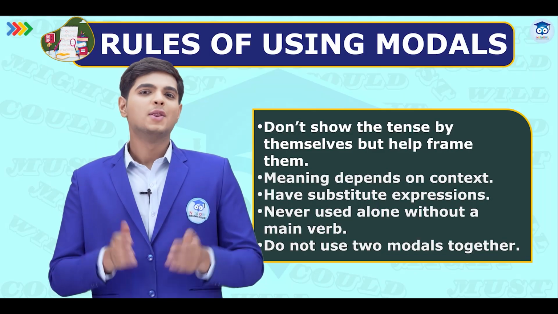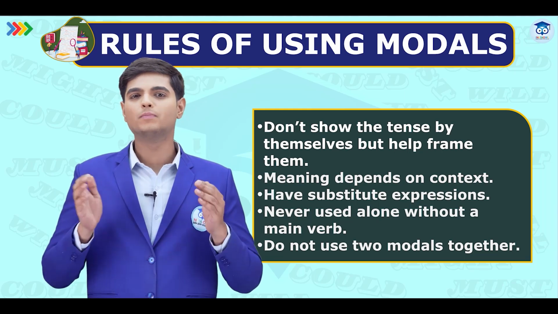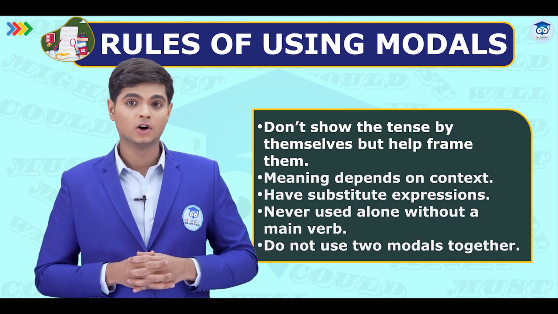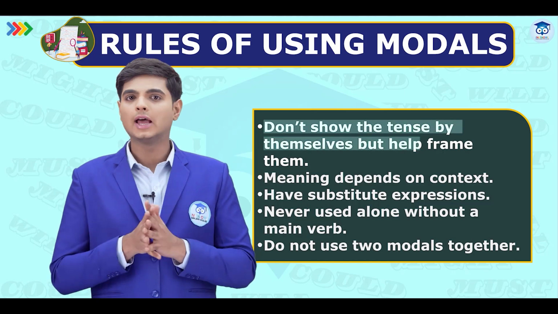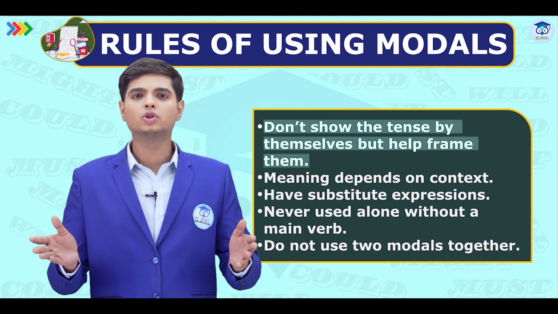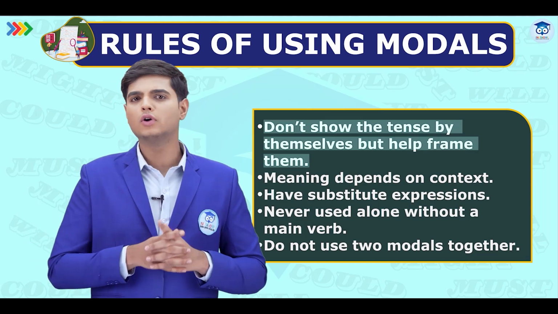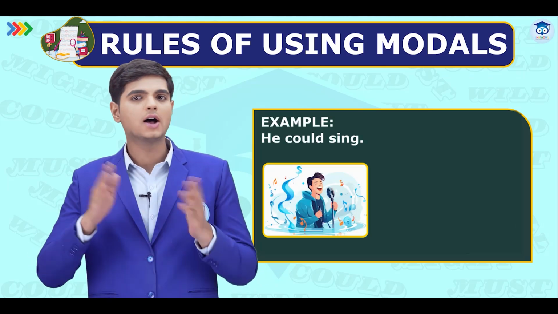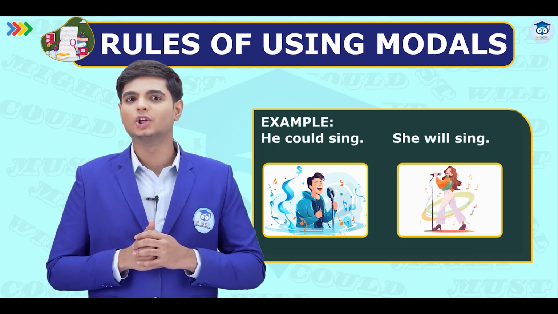Now that we've seen how modal auxiliaries function, let's go over some important rules of using modals that often get overlooked. First, modals do not show the tense by themselves but help frame it. You won't find the past, the present, or the future forms of the modals. Instead, we use the context or other verbs to show time. For example, he could sing shows past ability, while she will sing shows future intention.